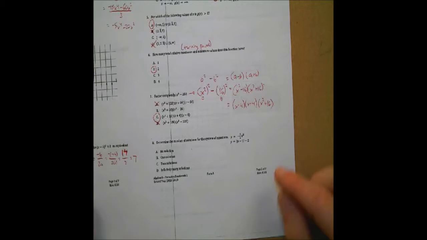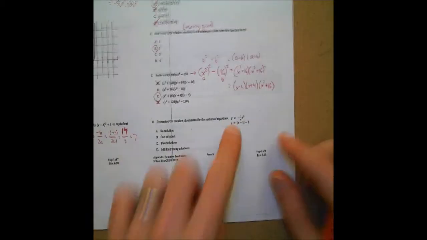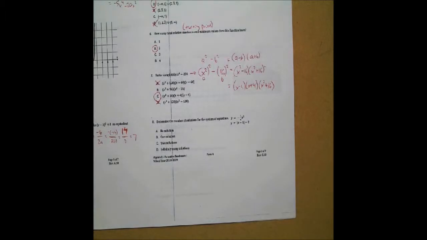Number 8. Determine the number of solutions for the system of equations. How do we solve a system of equations? What's one option we could do here? Yeah, graph them, and then we're going to look for what? Yeah, points of intersection. That's it. And we don't even have to find the coordinates. We just have to find how many points of intersection there are.